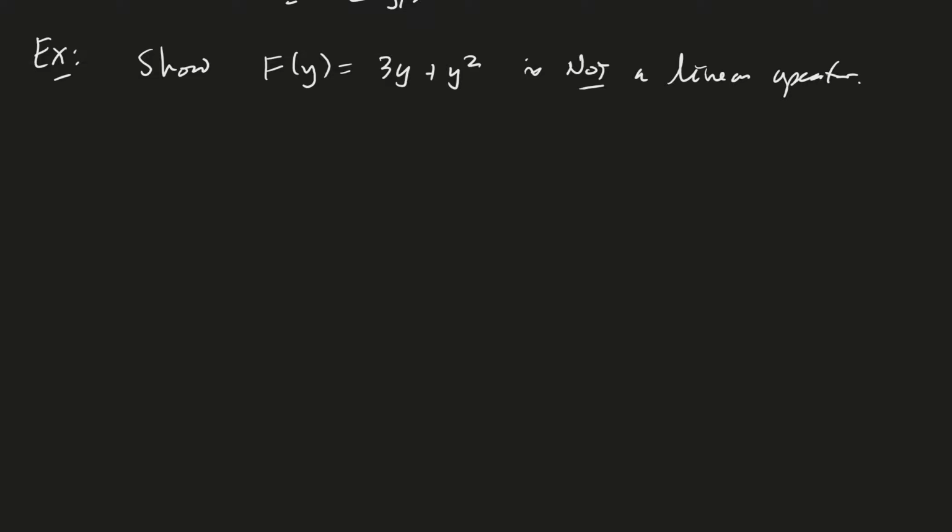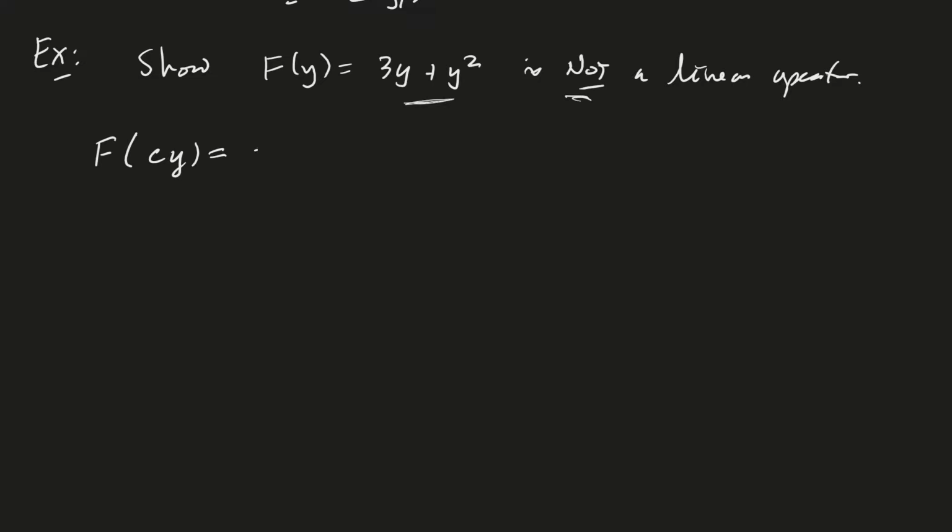So how do you show that something is not a linear operator? Well, you have to show that one of the two properties is not satisfied. In fact, neither property will be satisfied in this example, so you can choose either one. Maybe we can take a look at f of c times y, right?